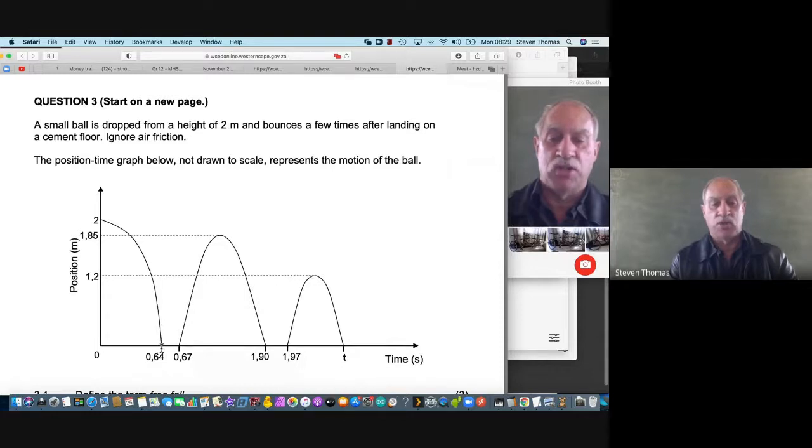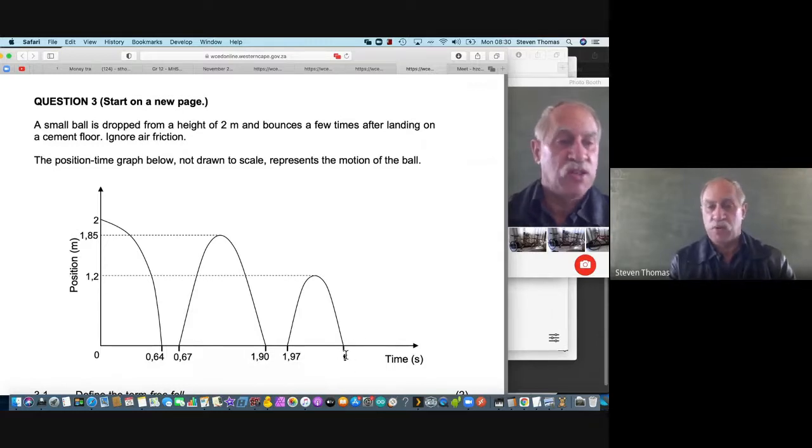And then what do these little gaps represent? Those are the gaps in time as the ball is, where's this? This must be the ground, right? It's hit the ground and the ball's being squashed and then it jumps back up. Then it's squashed again, jumps back up. So here's where it hits the ground the first time. There's the maximum height after the bounce. It hits the ground a second time. There's the maximum height. So it's dropped from 2, bounces to 1.85, bounces to 1.2. And here are the time intervals that it takes.